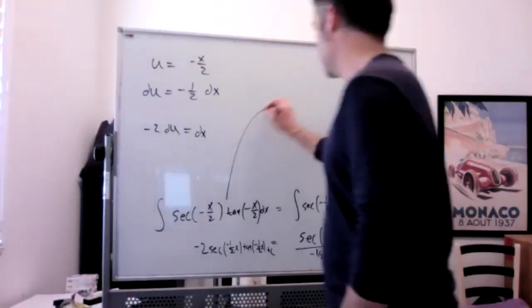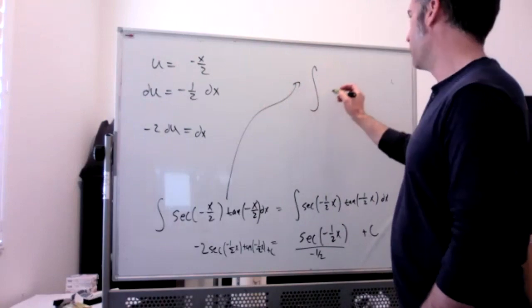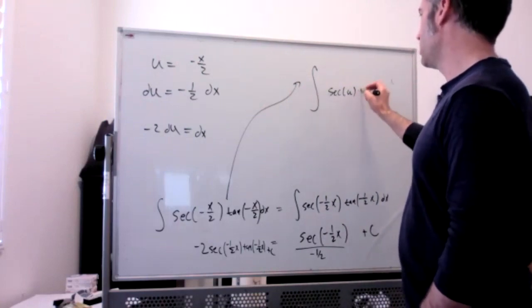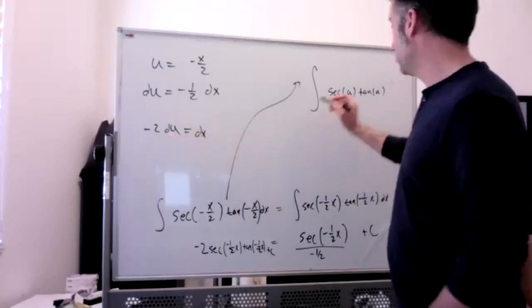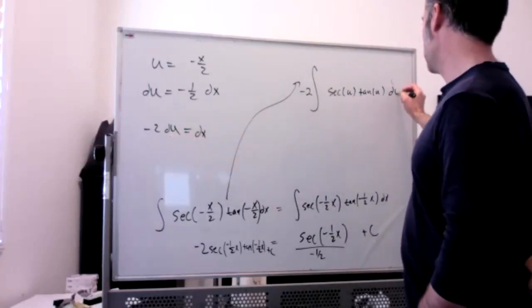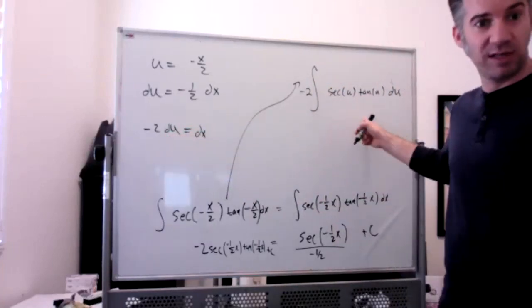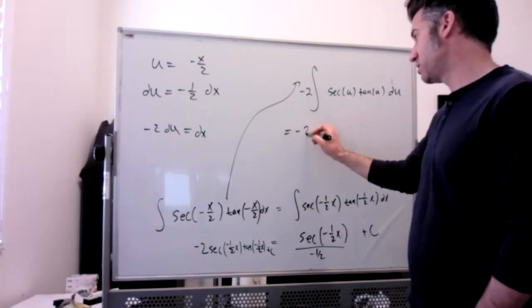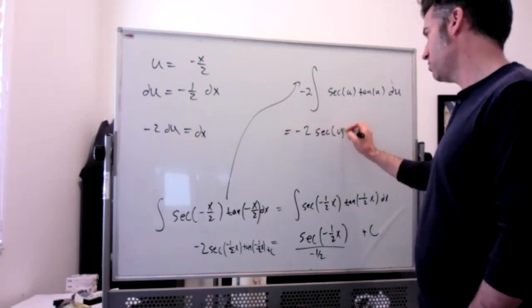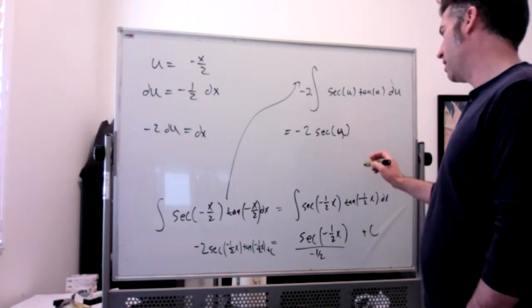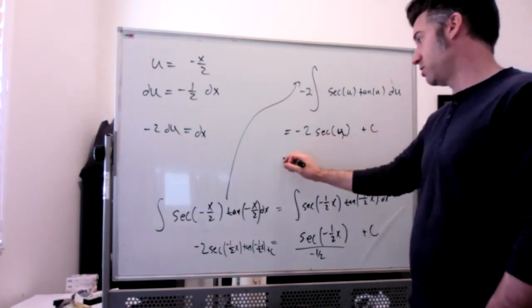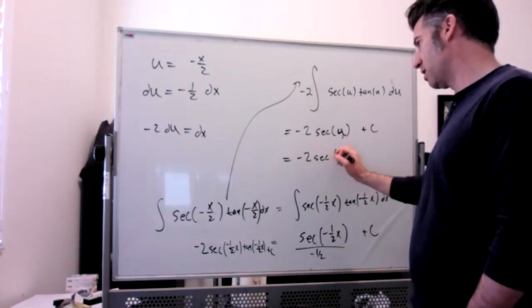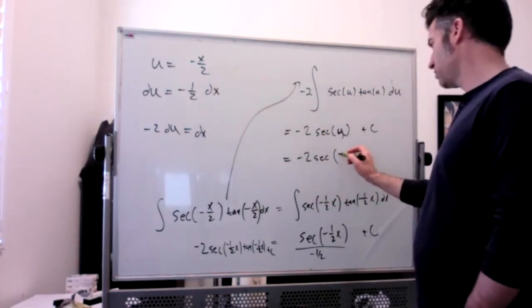So then if I rewrite this integral, it's the integral of secant of u, tangent of u, and dx is -2 times du. The antiderivative of secant of u times tangent of u is just secant of u, and then plus c, and then plugging back in u, you get -2 secant of -x/2.